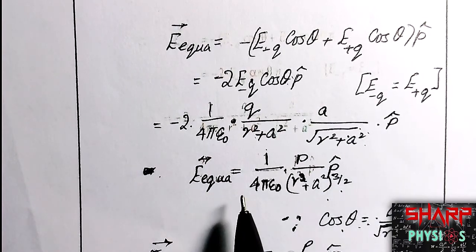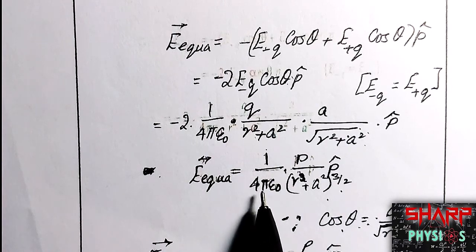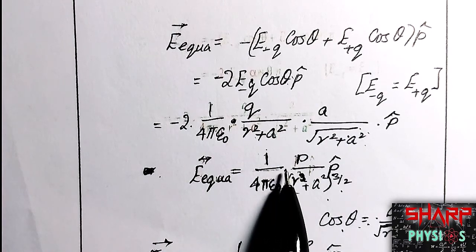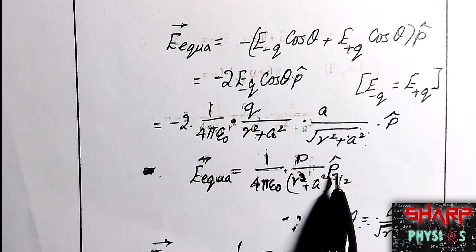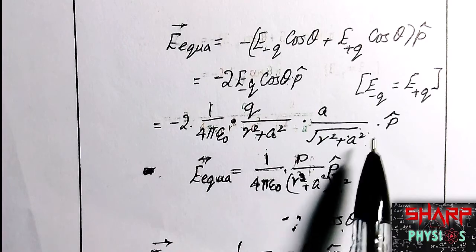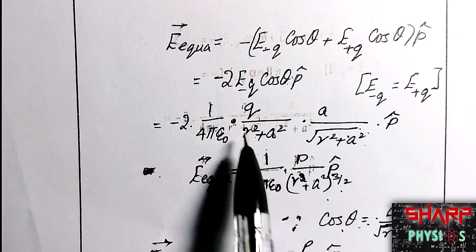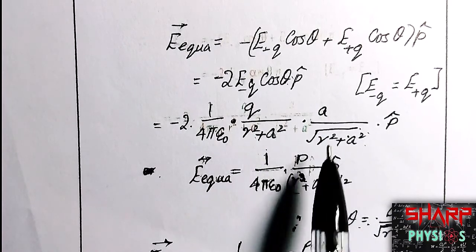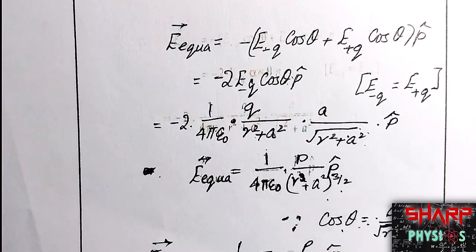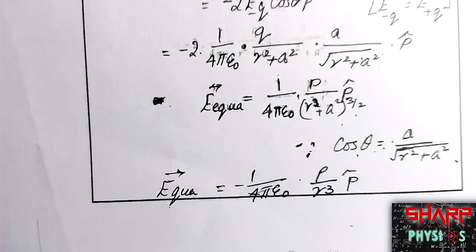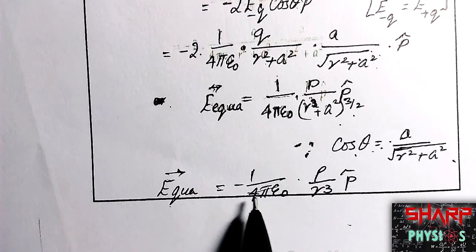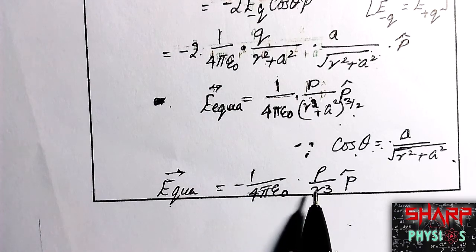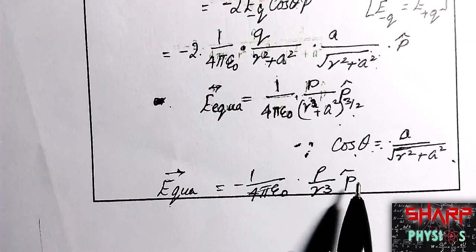Now when you reduce the formula, it will become 1 by 4 pi epsilon 0 into P divided by (R square plus A square) the whole to the power 3 by 2, that is, this is square 1 by 2 plus this one, so we get it by 3 by 2, P cap. So the electric field for the equatorial point is equal to minus 1 by 4 pi epsilon 0 into P by R cube, P cap.